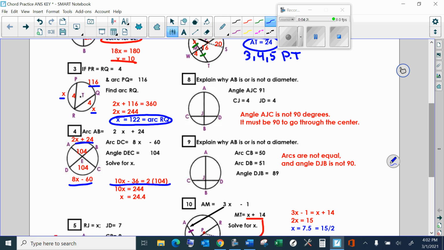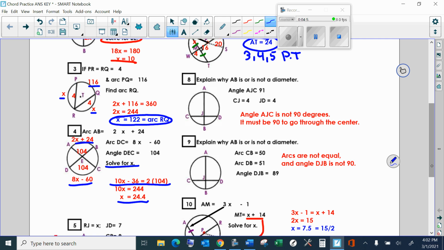So again, these are just formulas you need to memorize. Okay, so 2 times 104 is 208, plus the 36 across is 244, and last step divided by 10, and you get 24.4, and that's what it asked to solve for. Make sure you go back and read the question. So I'm done right there.